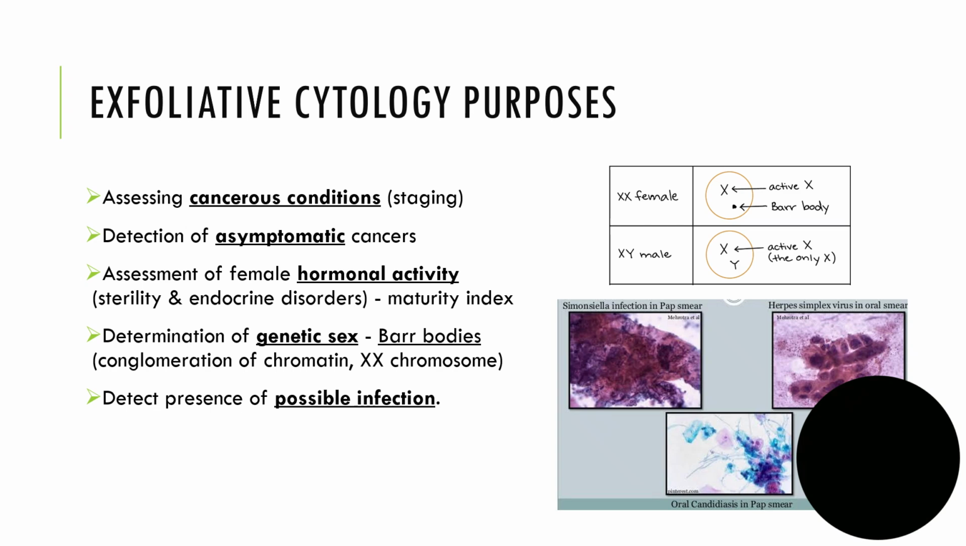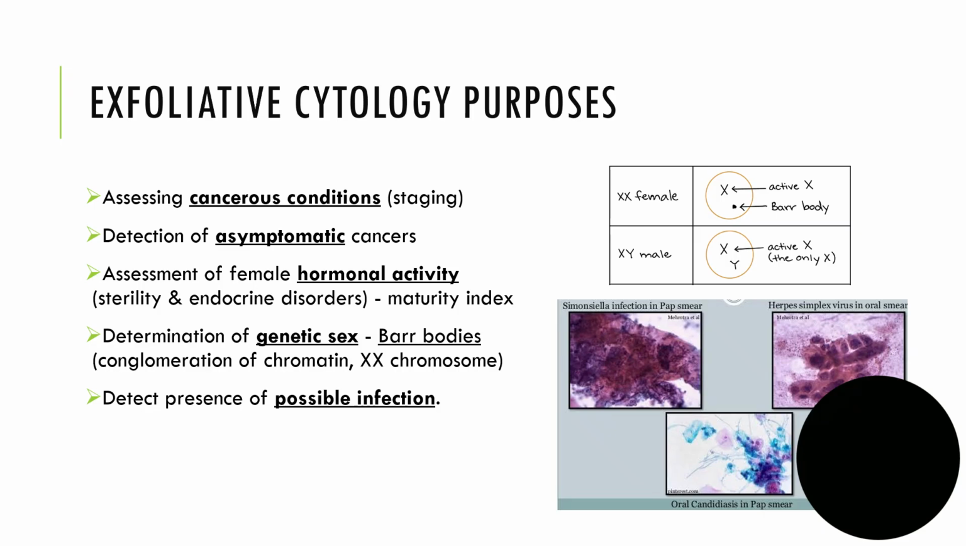Number three, assessment of female hormonal activity. Exfoliative cytology can be used to evaluate sterility and endocrine disorders through something called the maturity index, which we will discuss later. The ratio of different cell types in a vaginal smear reflects hormonal status.